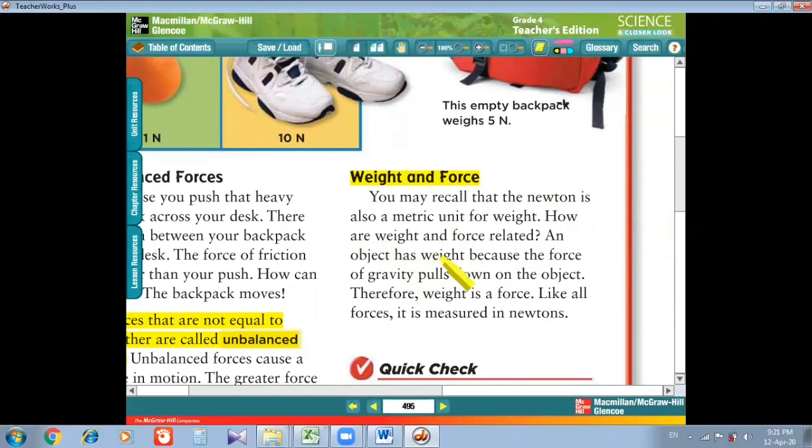An object has weight because the force of gravity pulls on the object. Here we say that weight is because the force of gravity is pulling it down. Therefore, we say that weight is a force. Like all forces, it is also measured in newtons.